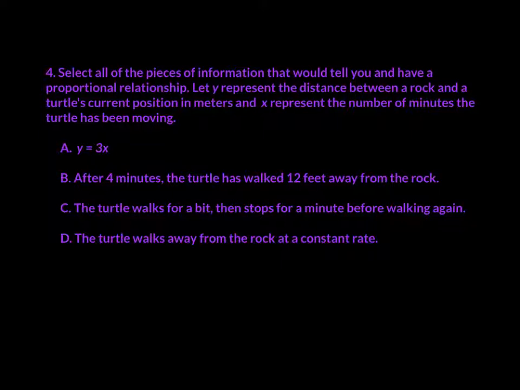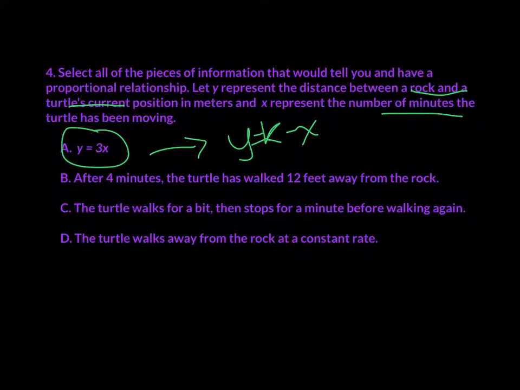And the next one, I have to select all the pieces of information that tell us that there's a proportional relationship. Y is the distance between a rock and the turtle's current position, and x is the number of minutes the turtle has been moving. Well, the very first one is easy, y equals 3x. This is in my y equals kx format.